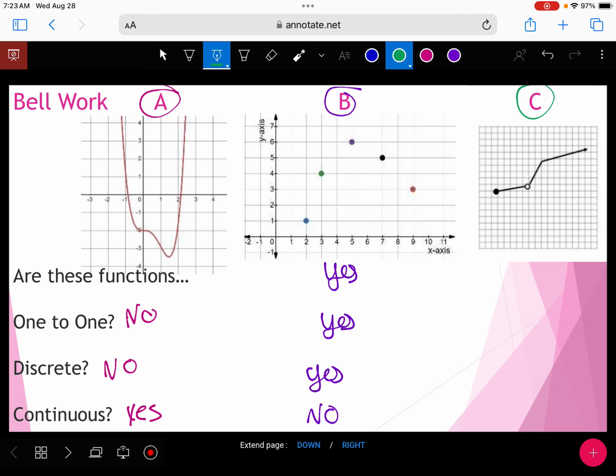Is it a function? Yes, it is. These are all functions. Is it one-to-one? Yes. It also passes our horizontal line test. I'm going to rewrite that yes because that was crazy. There we go. Is it discrete? No, because it's got some things that are connected. Is it continuous? No.